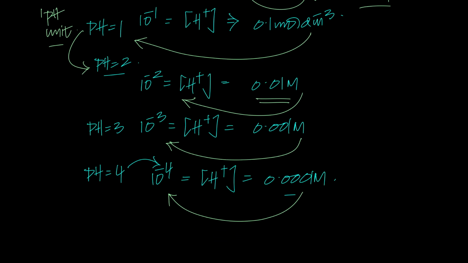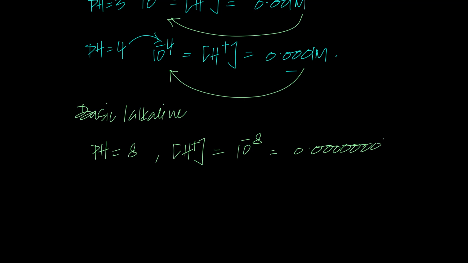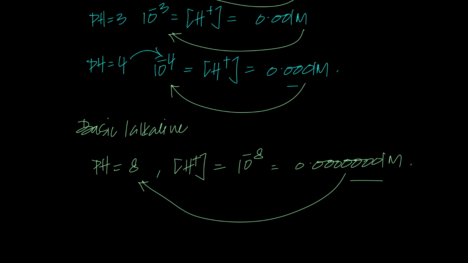That's why if you look at basic or alkaline solutions, let's suppose an alkali which has a pH of 8. What does that indicate to you? That indicates that the hydrogen ions inside that solution are 10 raised to the power minus 8. Which is pretty low, right? It's like 0.0000001, a 0 followed by 7 other zeros and 1. That's molar, that's the concentration of hydrogen ions. So the higher the pH you have, the lower the concentration of hydrogen ions you have, right? That's so beautiful to understand and actually absorb.